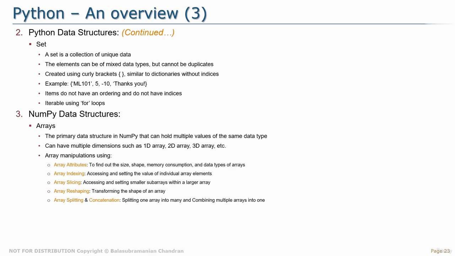We can use array attributes to find out the size, shape, memory consumption, and data types of arrays. We can use array indexing to access and set the value of individual array elements. We can use array slicing to access and set smaller subarrays within a larger array. We can use array reshaping to transform the shape of an array. We can use array splitting and concatenation to split one array into many and combine multiple arrays into one.